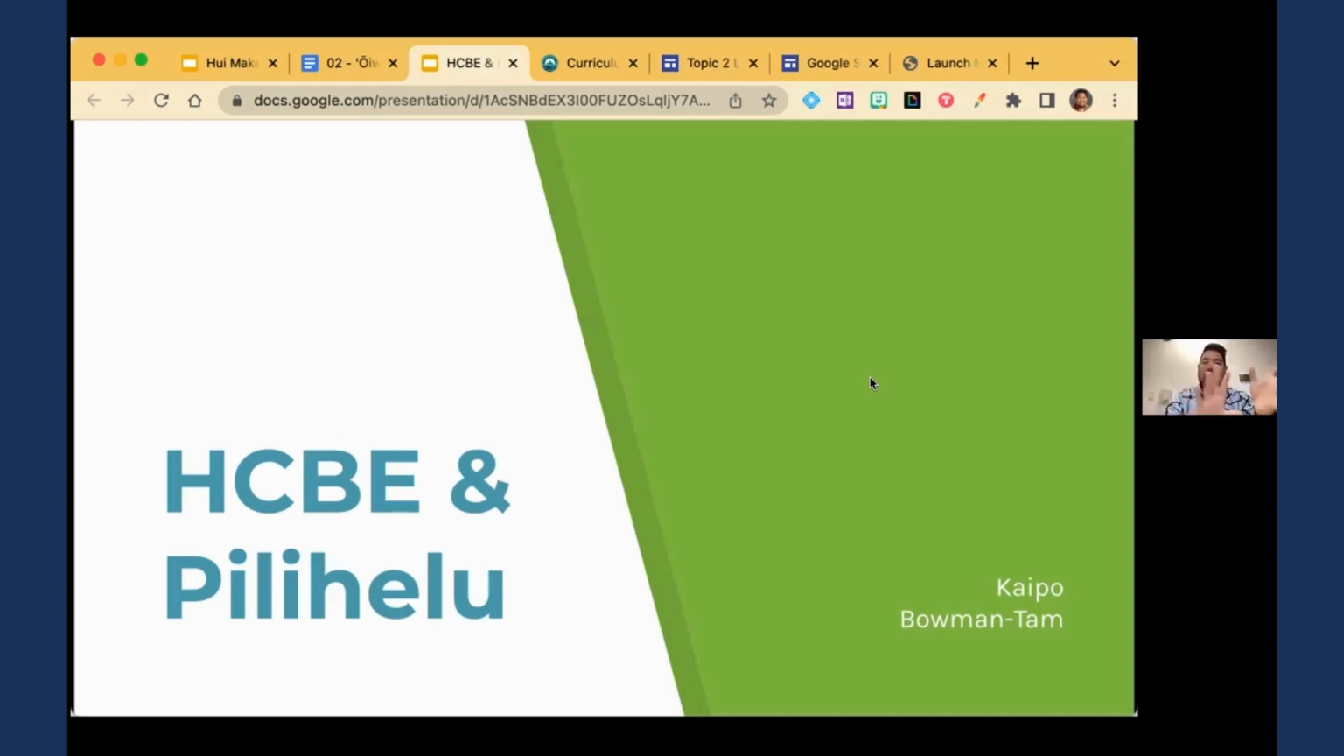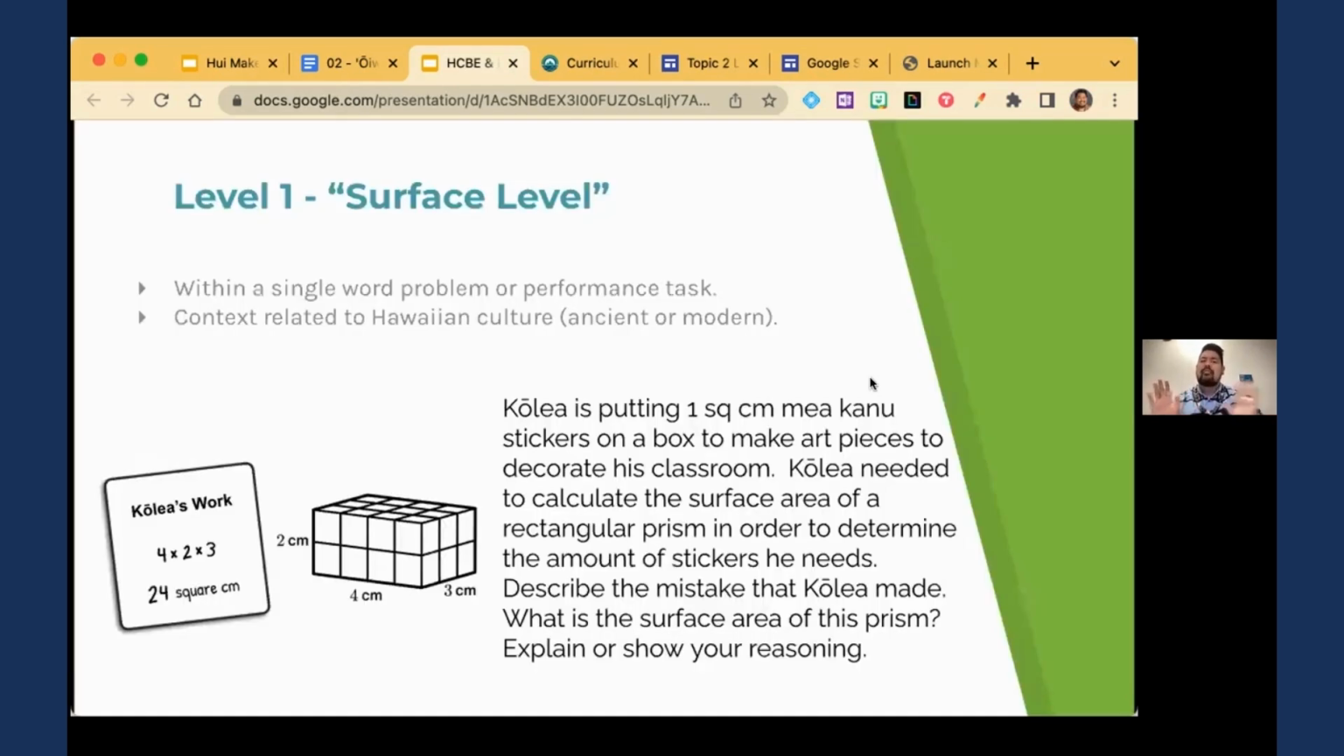So this is, I kind of created my own levels, and these are the things I've noticed teachers do over the years. None of it's wrong, they're all correct, but everything's on a spectrum. So there's kind of 3 levels I see for HCBE. This is what I call the surface level. So these are when you take just a word problem, change the names, put Hawaiian names instead. Or the location. This is what I consider the surface level.